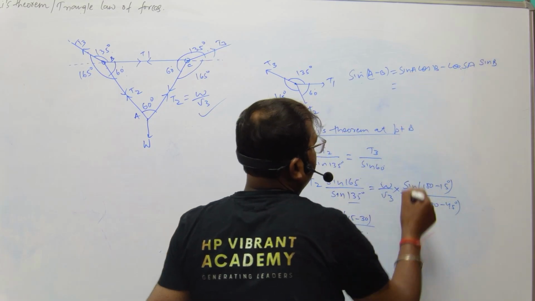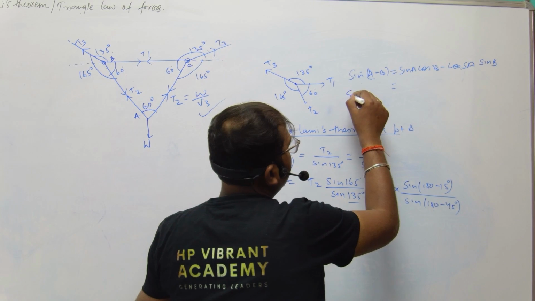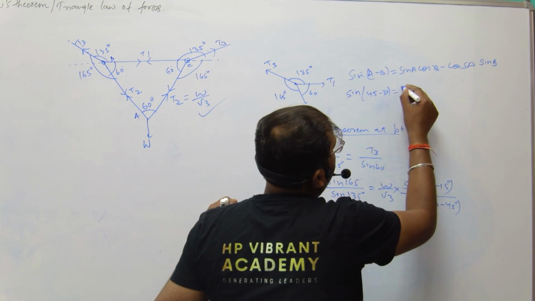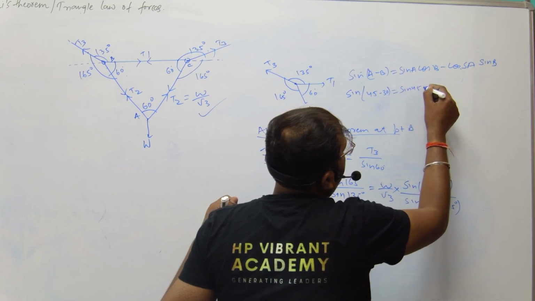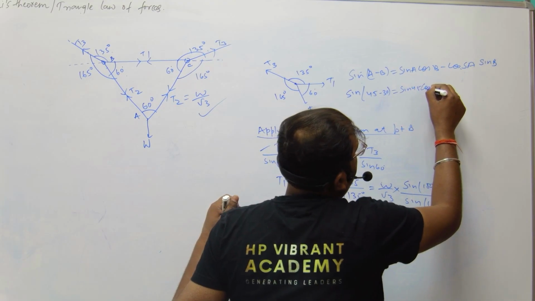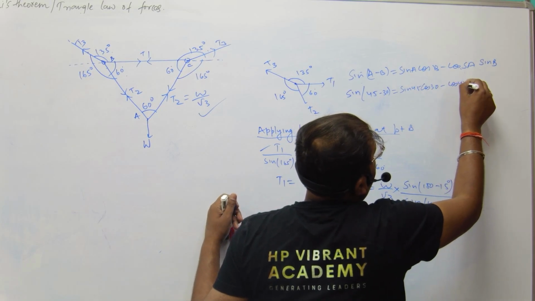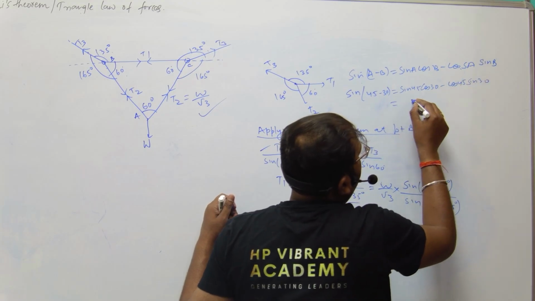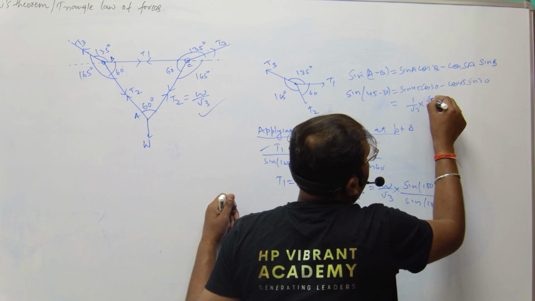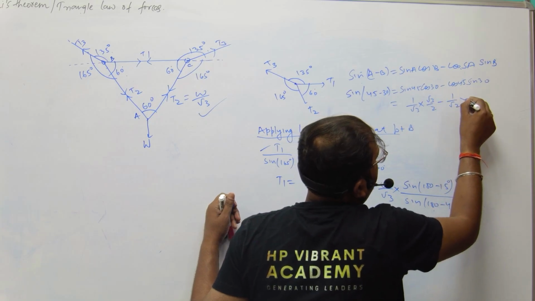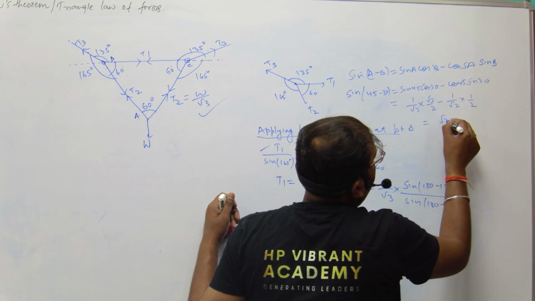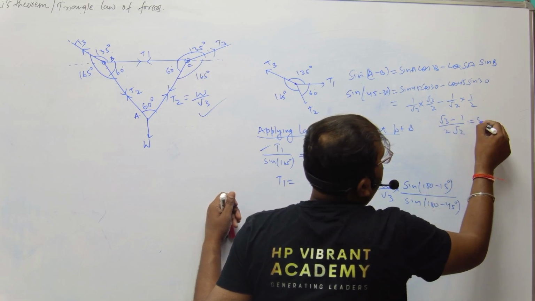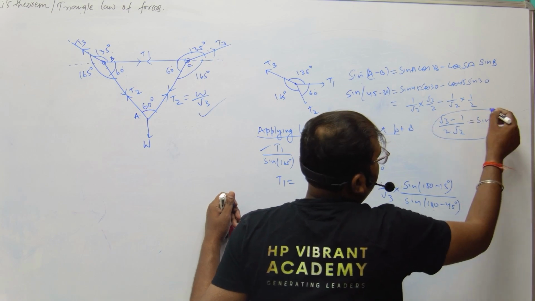So let us consider this as sine of 45 minus 30. This is equal to sine 45 cos 30 minus cos 45 sin 30. So this is equal to 1 upon root 2 into root 3 upon 2, minus 1 by root 2 into 1 by 2. So this is equal to root 3 minus 1 upon 2 root 2. This is sine 15 degrees.